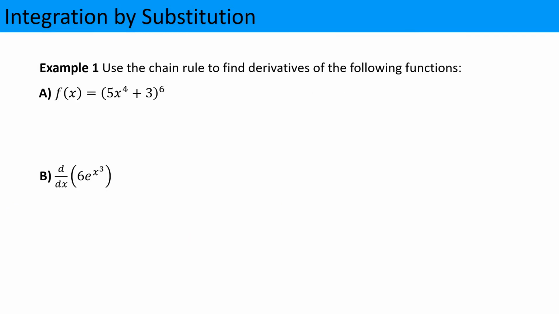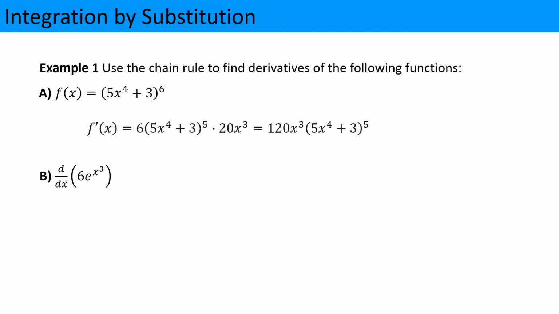Example, use the chain rule to find derivatives of the following functions. Part A, f of x equals the quantity 5x to the fourth plus 3 all raised to 6. We see an inside function, that's 5x to the fourth plus 3 in the parentheses. The outside function is raised to 6. So in using the chain rule, we bring the 6 down first. So let's begin.